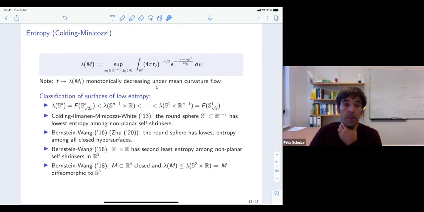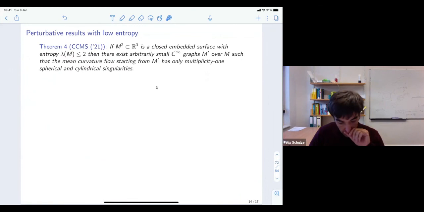Any closed hypersurface in R4 with entropy less than the entropy of S2 cross R is diffeomorphic to S3. Understand? Not a shrinker. Okay. Now here's sort of what we did.